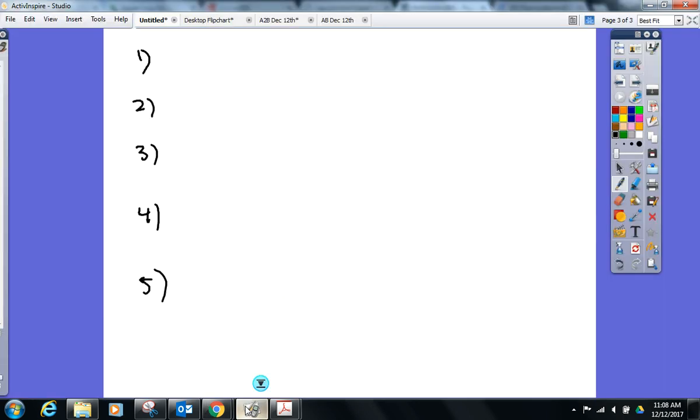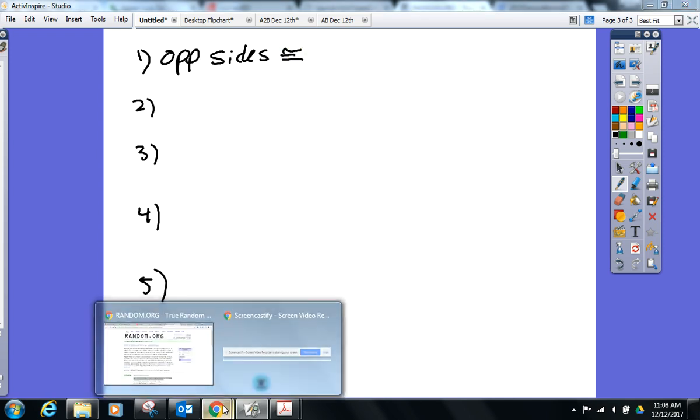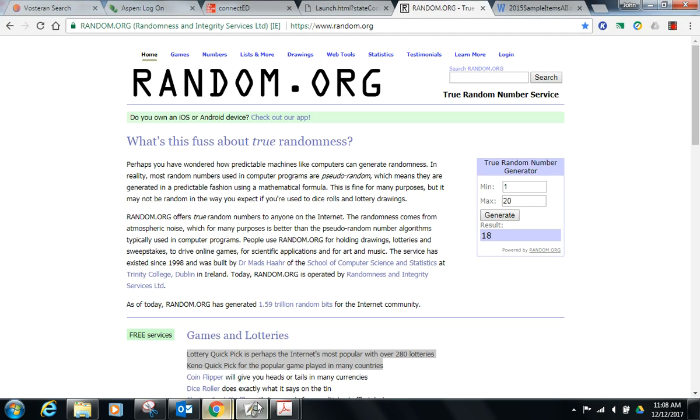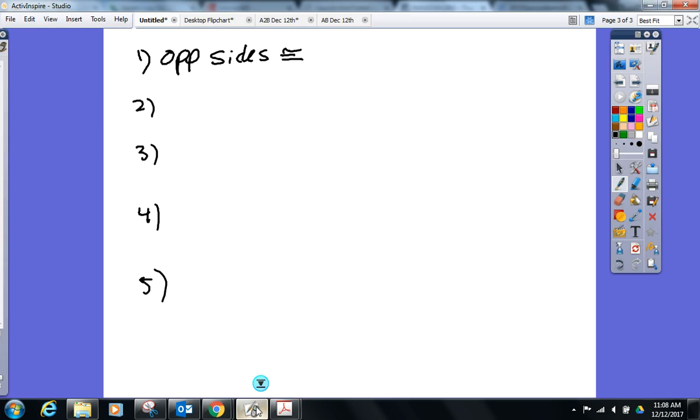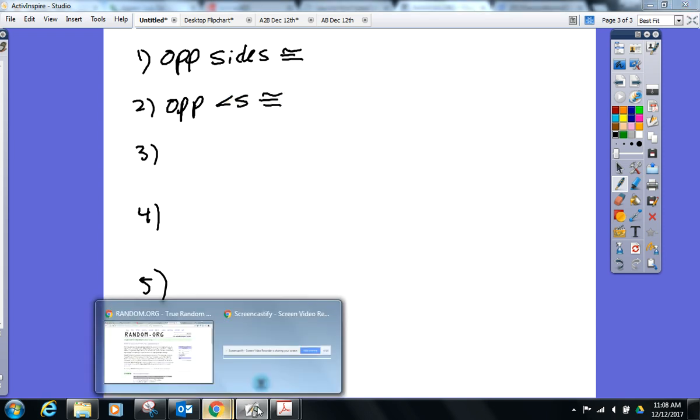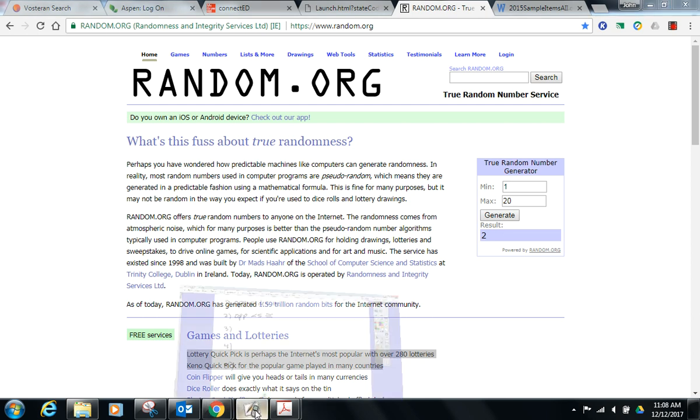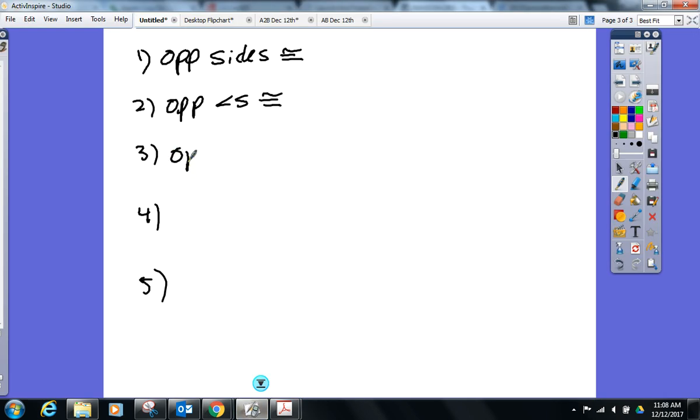We're also lucky. Parallelogram property. Opposite sides congruent. Got it. Where else? Here we go. 16. Opposite angles congruent. Here we go. Next up, 2. Opposite sides are parallel.